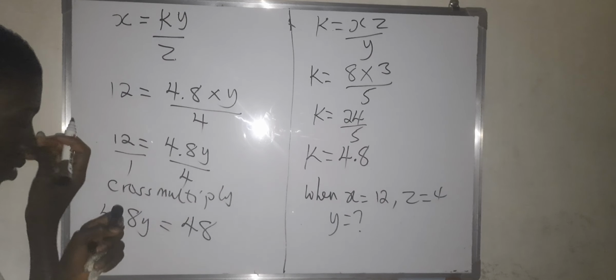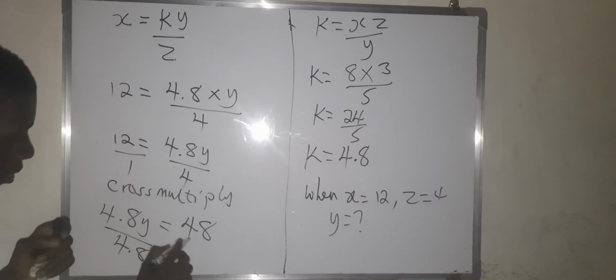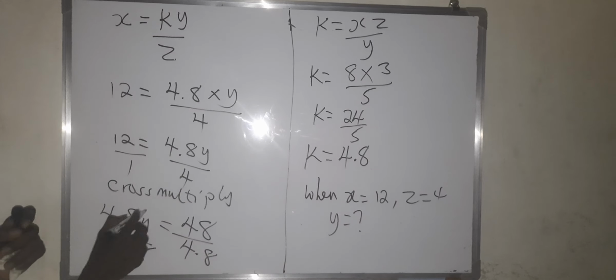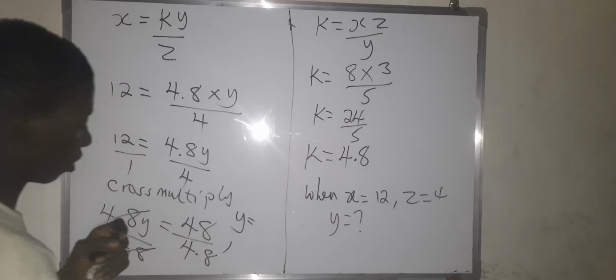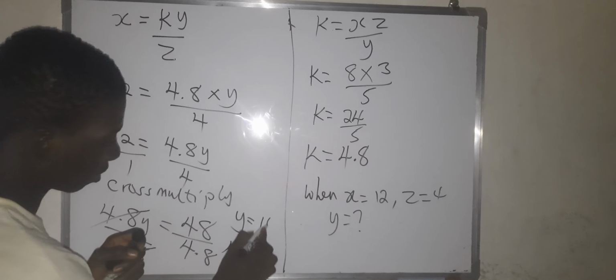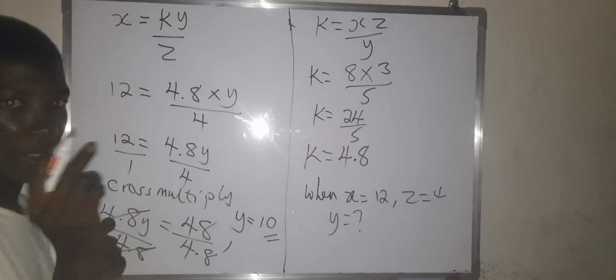You see? So now we divide both sides by 4.8. So this 4.8 will cancel this 4.8. So we said our y is equal to 48 divided by 4.8, which gives us 10. So now the value of y is what? It is 10.